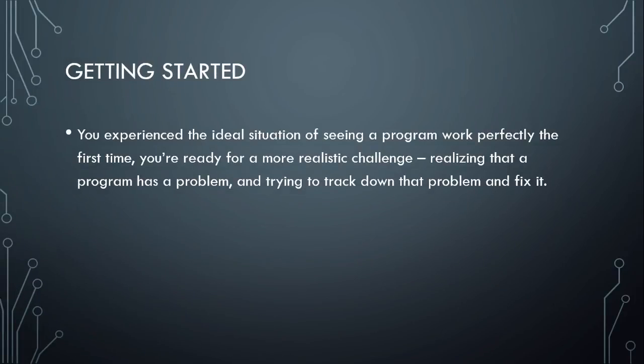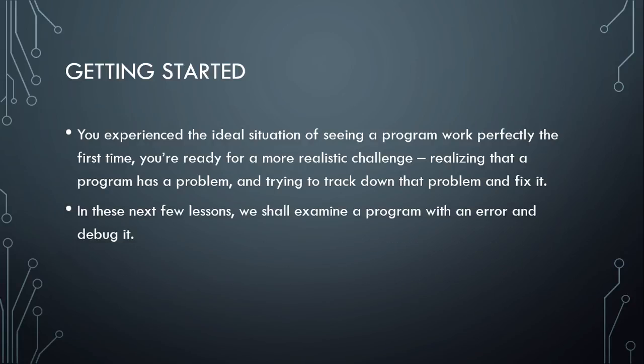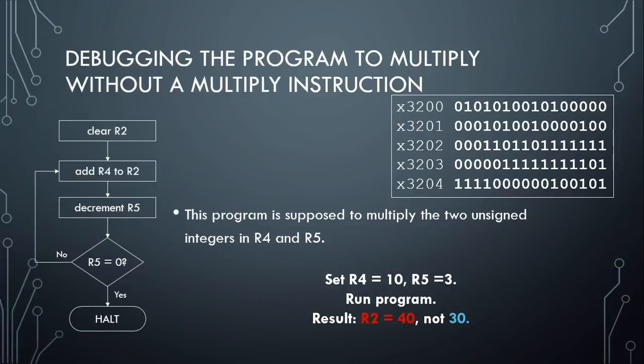We've experienced so far an ideal situation of seeing a program that works perfectly the first time. Right, we had our add nums program. It just worked great. So let's look at a more realistic challenge, realizing that a program has a problem and then trying to track down that problem in order to fix it. In these next few lessons, we're going to examine a program with an error, and then we're going to debug it. So here's our first one.